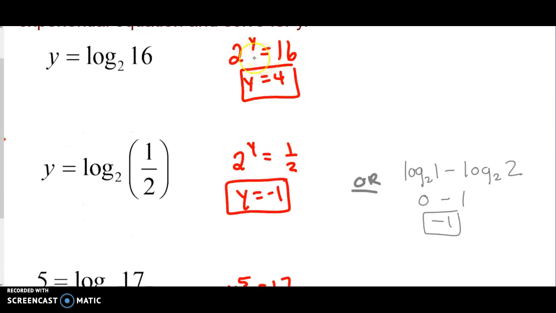So let's check our answers here. Hopefully you're able to convert these to exponentials. 2 to the y is 16, so y is 4. Here, 2 to the y is 1/2, so that's y equals negative 1.